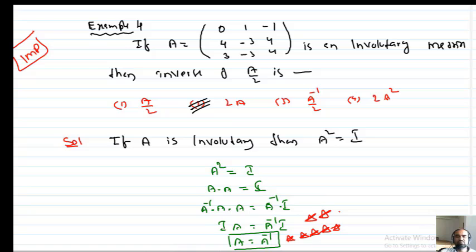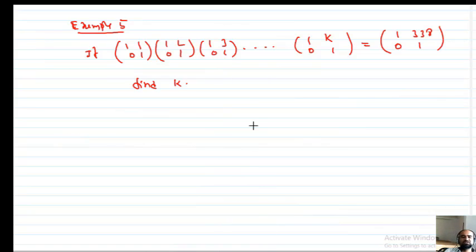Okay. Next example, students. This is also an interesting example. Here, K matrices are multiplied. K 2 by 2 matrices are multiplied: [1 1; 0 1], [1 2; 0 1], [1 3; 0 1], up to [1 K; 0 1]. All these matrices are multiplied, and you get a new matrix, [1 378; 0 1]. Find such K value. So, a logical problem this one also. First of all, you need to find the product of any two of them, then any three of them, and you get the logic. From that logic, you can generalize, and after that you can find the value of K.